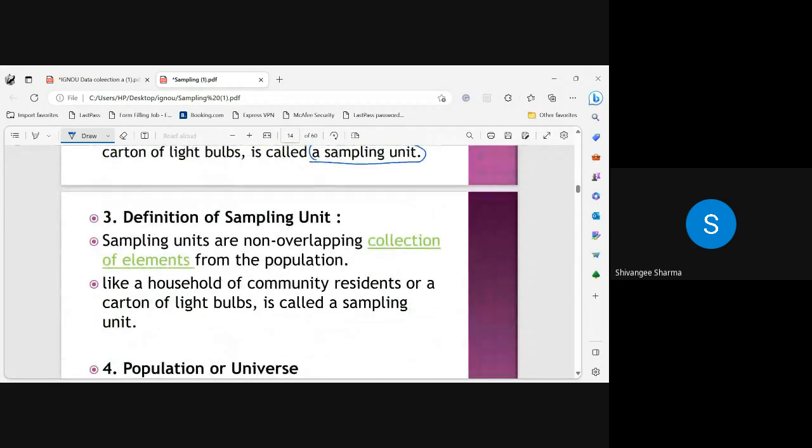So sampling units are non-overlapping collections of elements from the population, like a household, community residents, or a carton of light bulbs. If you are checking the accuracy of the light bulbs, then you just don't check each and every bulb. So what you do, you just divide those thousands of bulbs into cartons of light bulbs, and you just take one bulb out of one carton and do your study. So this is what element or sampling unit is.